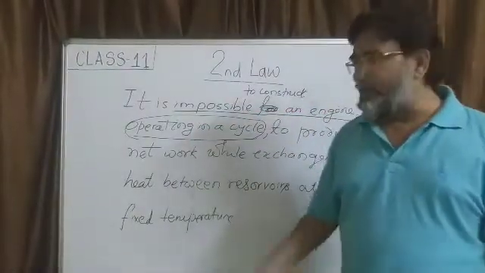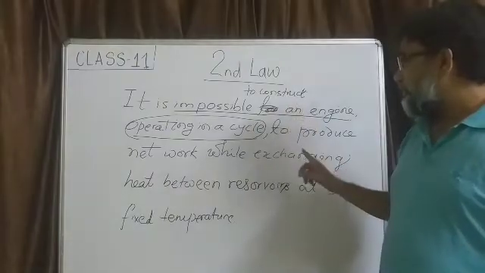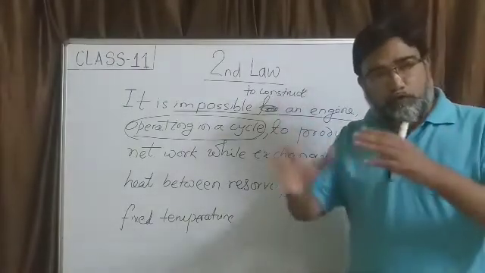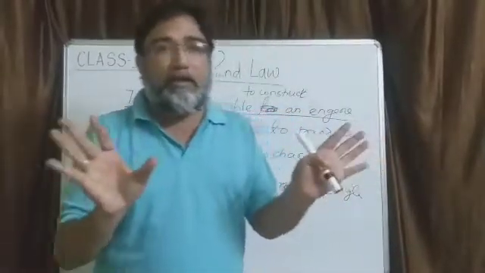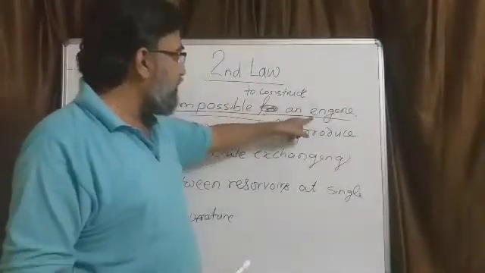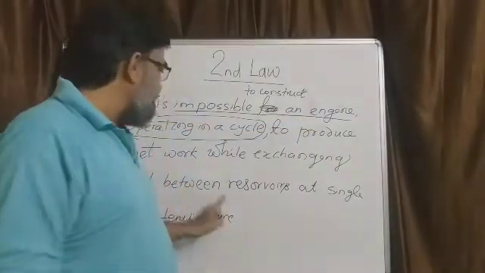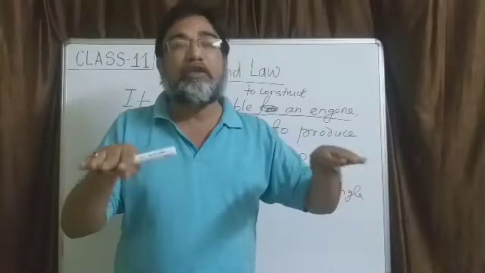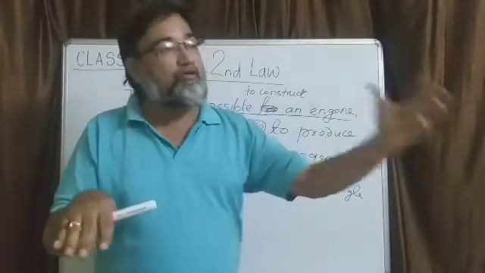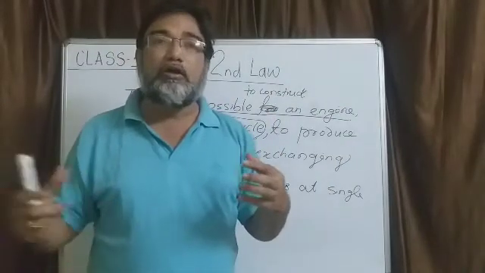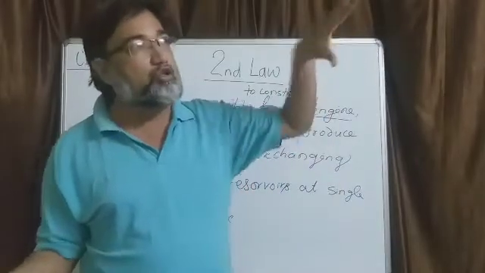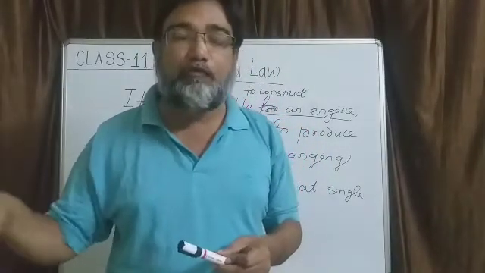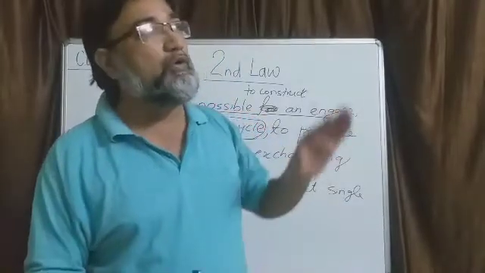So there are negative things. That means it is impossible to construct an engine while exchanging heat between reservoirs at a single fixed temperature. If you slightly change the wording to understand: it is impossible to construct an engine to produce net work if it exchanges heat between reservoirs at a single fixed temperature. If it is exchanging heat between two reservoirs, reservoir means heat tank, you can say energy tank. That means from one tank the energy is coming, to another tank the energy is going. So one is called the source, from where the energy is drawn, and the reservoir or tank where it is thrown is called the sink. And every engine works between a source and sink.